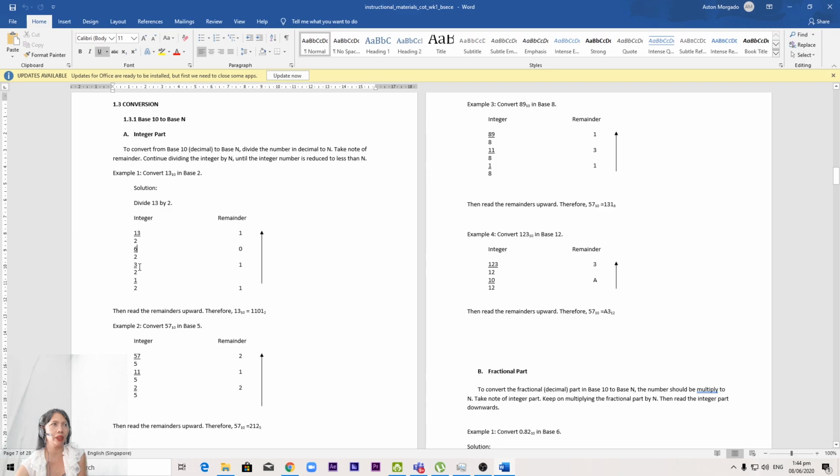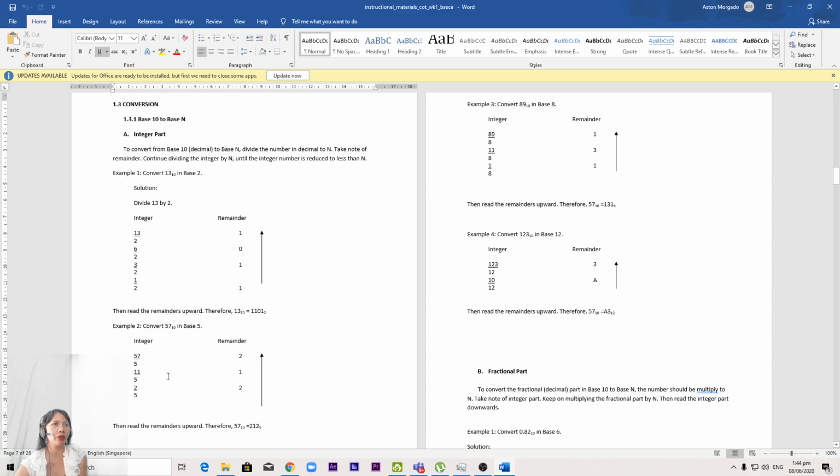Then continue. 3 divided by 2, so we have 1 with remainder 1. So take note that 1 is already less than the divisor, so we just simply write down 1 here. And then read upwards, so it would become 1101. Therefore, 13 base 10 is 1101 base 2. And then example 2, we have convert 57 base 10 to base 5.